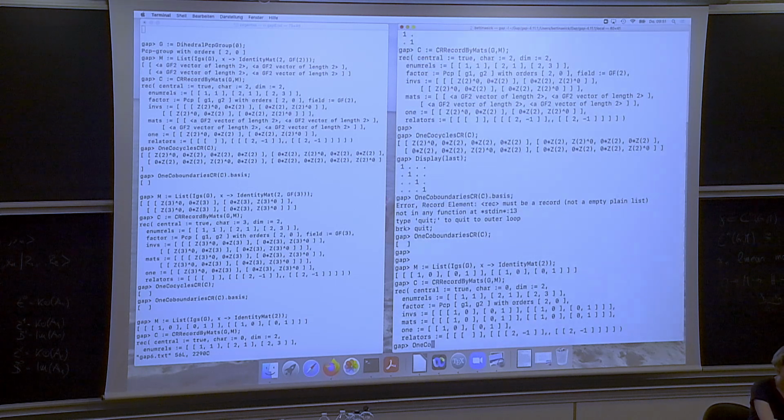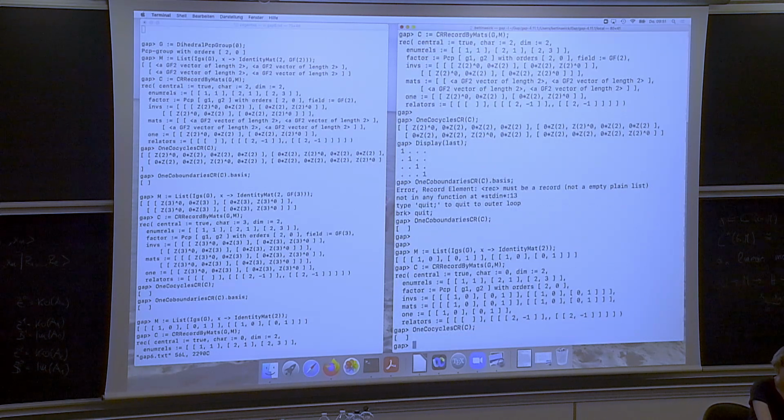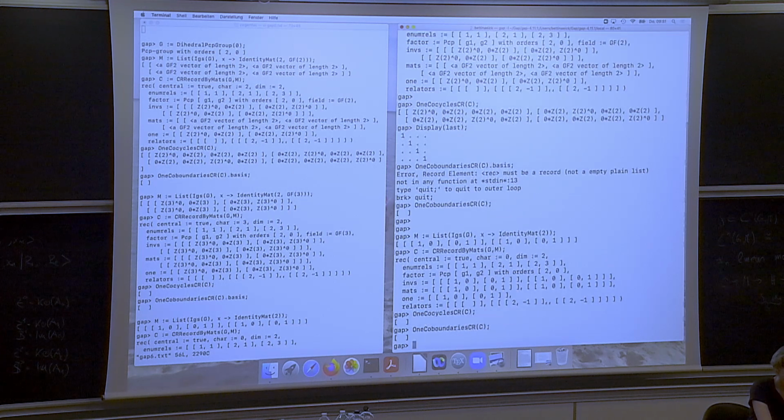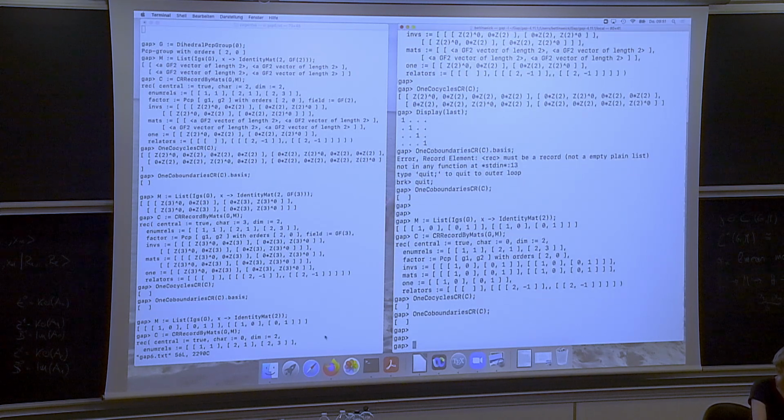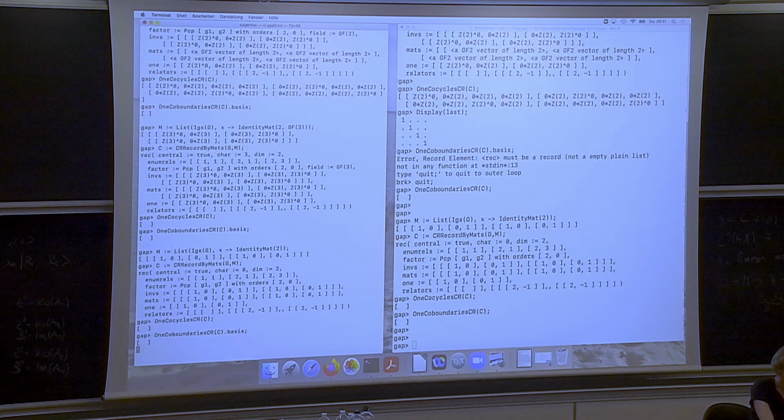And one cocycles of this is now trivial over the integers. There is not so much. One coboundaries has to be trivial again as well. Yes, it is. All right. So here it goes. One cohomology. Feel free to ask questions if you have any.